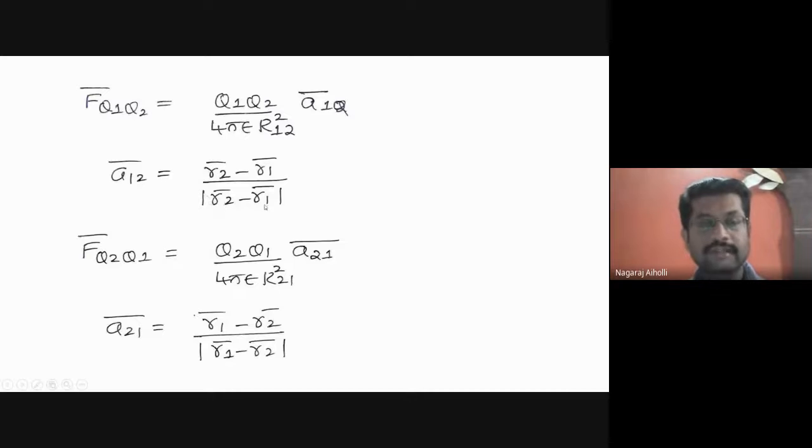Similarly, if I want to find the force due to Q2 on Q1, what will be the formula, students? I am just interchanging Q1 and Q2. So Q2 comes first, then Q1 comes next: Q2 into Q1 divided by 4 pi epsilon. Here it was r12 for the force due to Q1 on Q2.